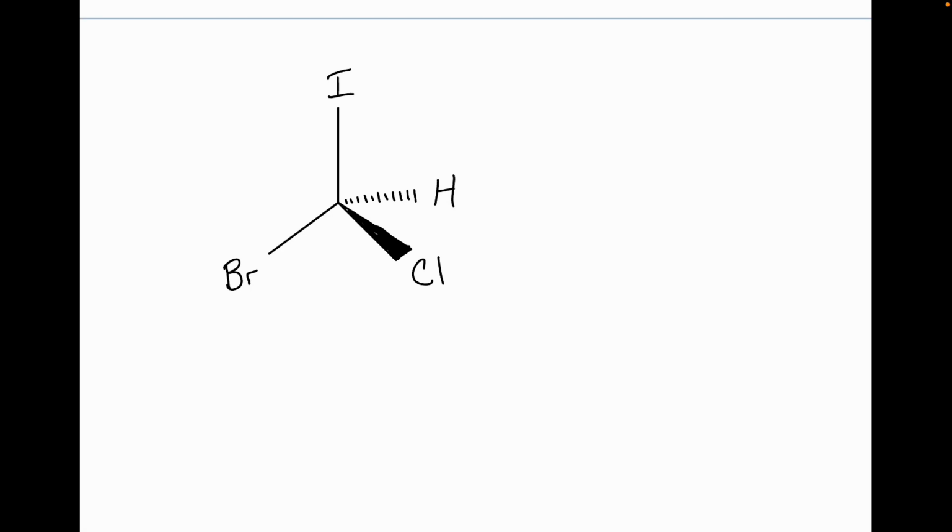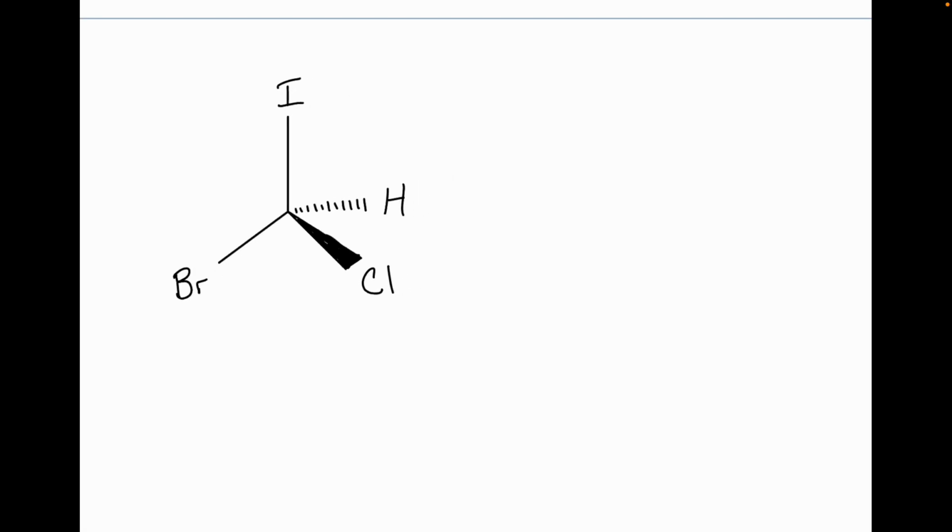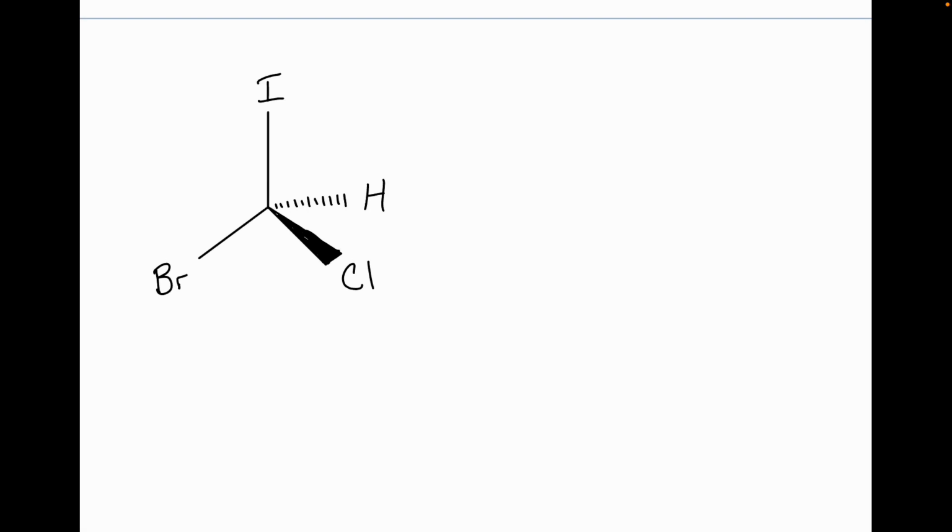Okay, so now let's draw the mirror image of this molecule. All right, but we're going to keep the framework of our tetrahedral the same. So let's just note, if we look at our mirror image over here, if I keep my hydrogen in the back, I'll keep my iodine on top. My chlorine and my bromine have switched places.